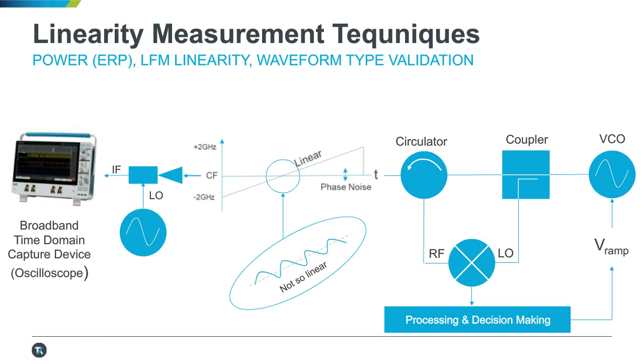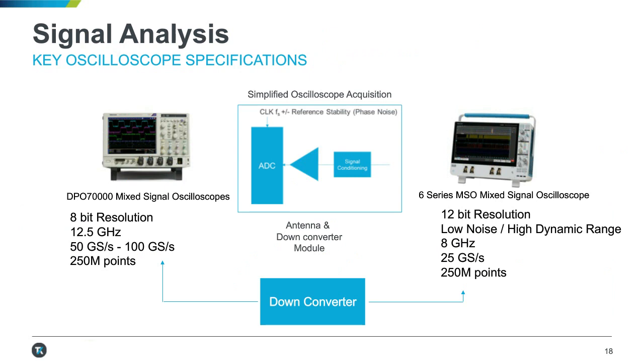And when choosing your broadband acquisition device or oscilloscope, it's important to understand the performance of the instrument. So say our down converter gives us a 5 gig IF and we want to look at a 4 gigahertz chirp. So that's going to sweep from 3 gigs to 7 gigs. So we want to make sure that the instrument has enough frequency range to do that.